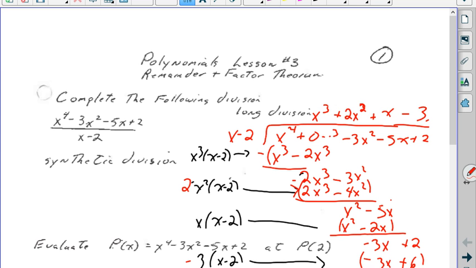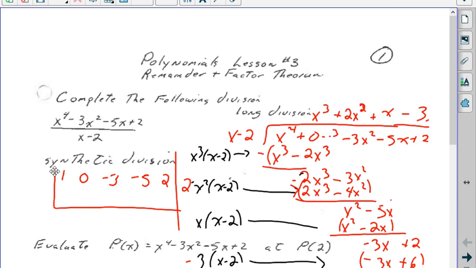So setting up my synthetic division, I still have the same principle. I need to include everything. So I have 1x to the fourth, 0x cubed, negative 3x squared, negative 5x, and 2 at the end. I'm just putting that line to distinguish. Sean, what goes here? Negative 2 or positive 2? The 0 of this function.